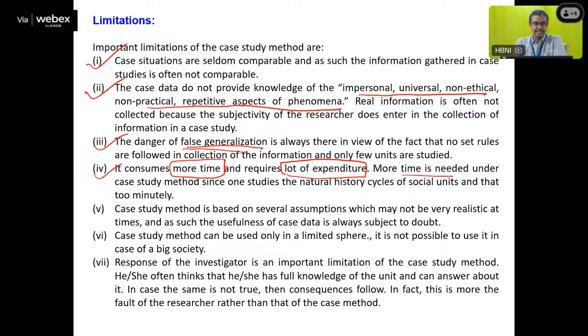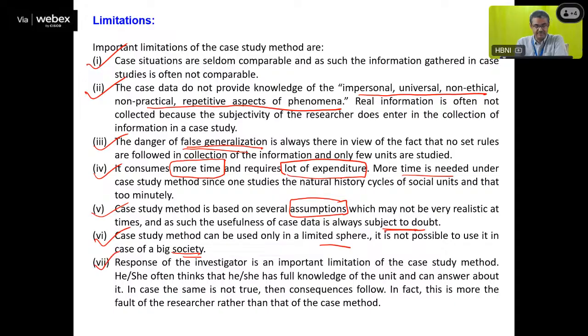More time is needed under the case study method since one studies the natural history cycles of social units, and that too minutely. Case study method is based on several assumptions. So we discuss the assumptions, which may not be very realistic, and not realistic at all times. The assumptions are not valid throughout. Sometimes it is valid, sometimes it is invalid. So the data is subjected to questions or doubts. The case study method can be used only in a limited sphere. It is not possible to use it in cases of big society.